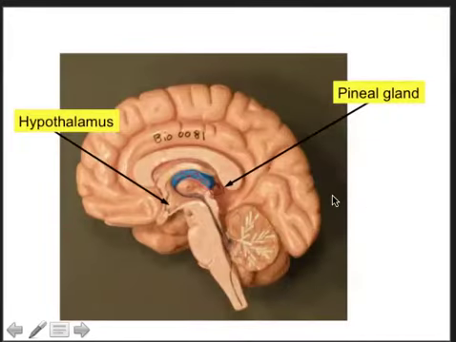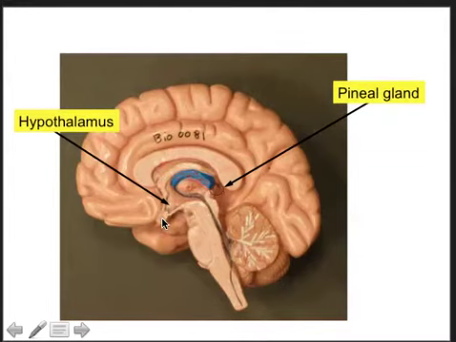Here you can see on the brain model the location of the pineal gland. This is the choroid plexus. This is the corpus callosum. This is the hypothalamus. This would be the infundibulum, and the pituitary gland would be right here. It's not shown actually in this brain model.